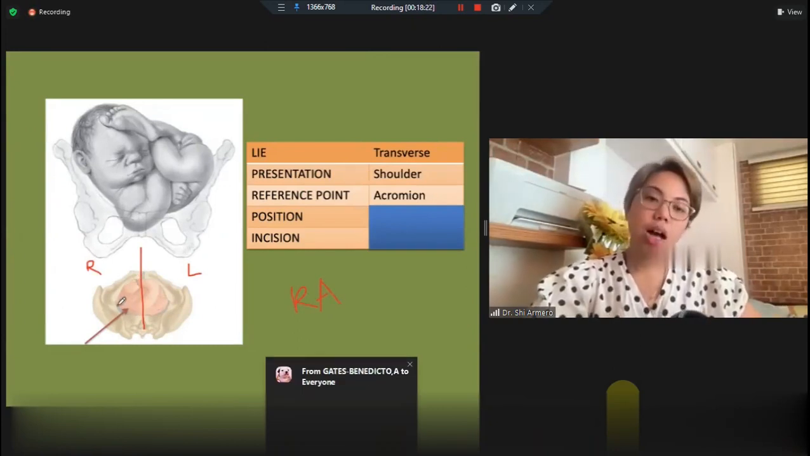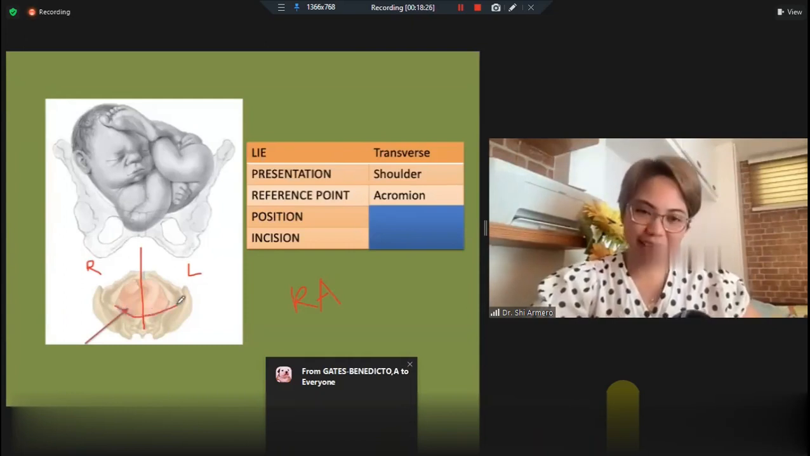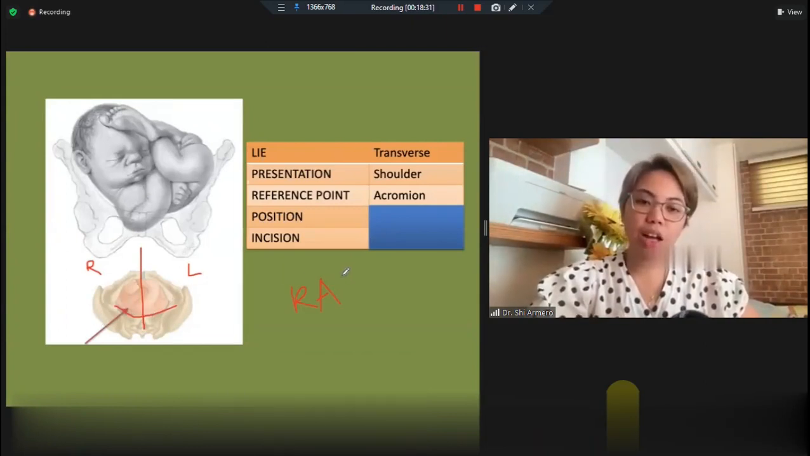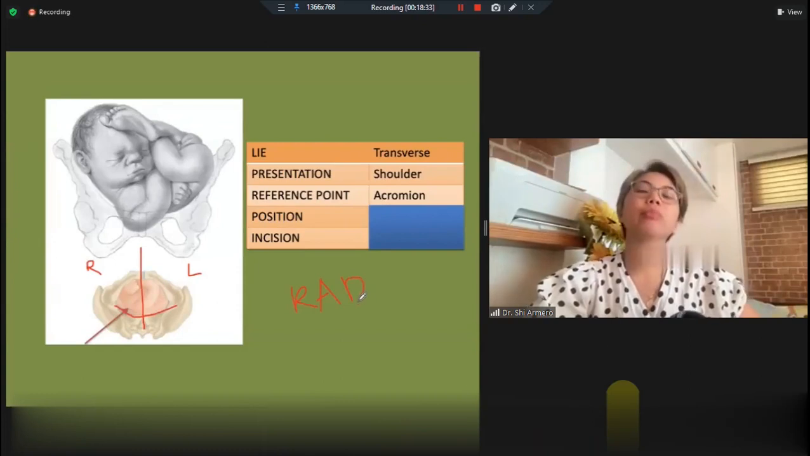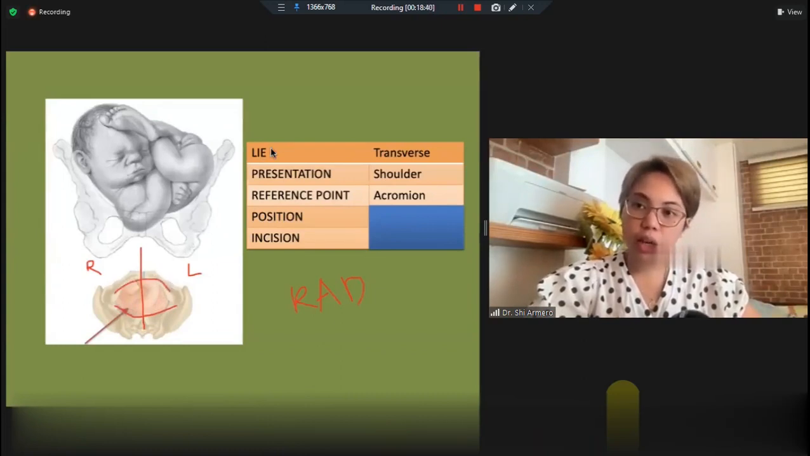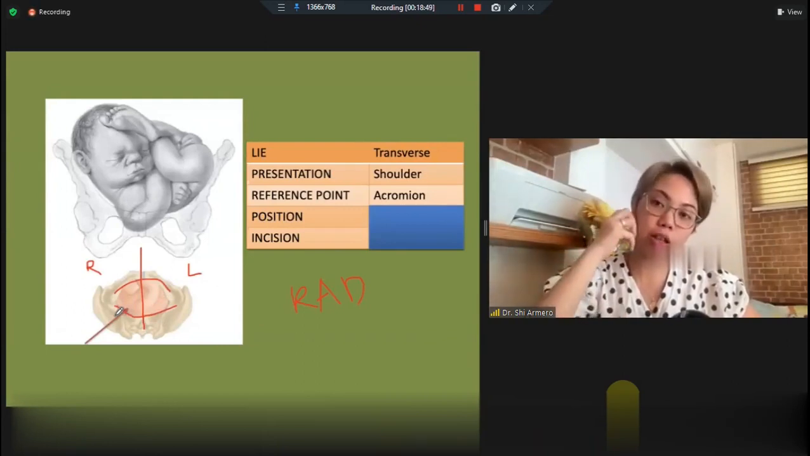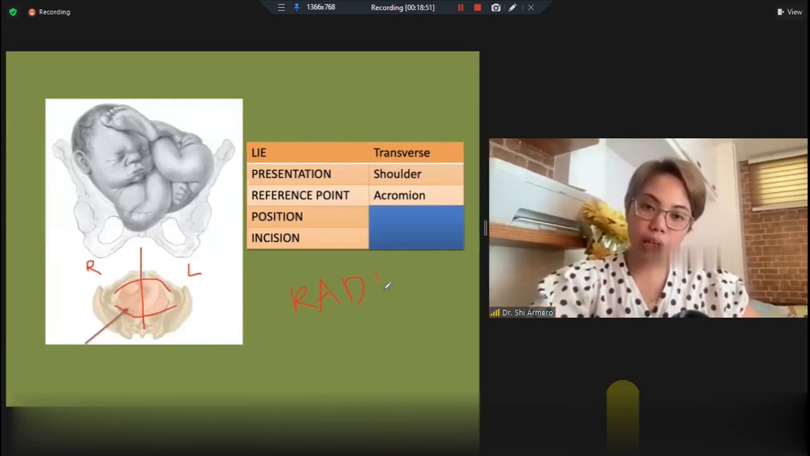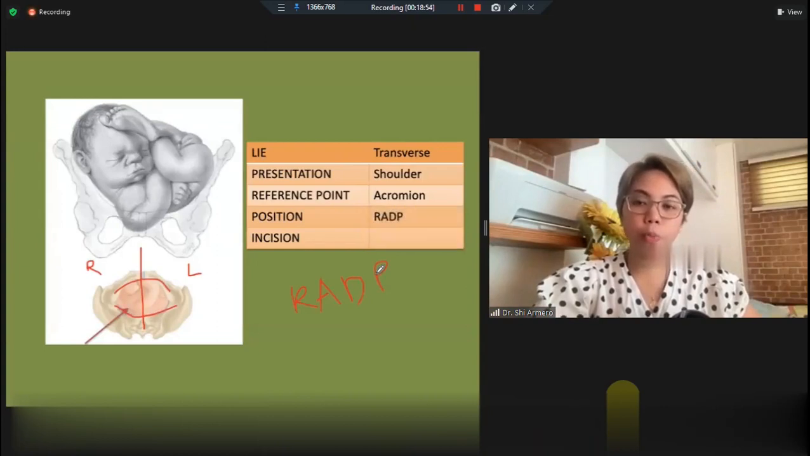Kaya lang, there is also the factor of the back. Sabi niya kanina, what is the presenting part, back? There is the factor of the back. So, we look at the dorsum. Okay. The dorsum is either directed posteriorly or anteriorly. So as you can see with our illustration here, the dorsum is at the posterior part of the mother because it's lying at the back also of the mother. So the position is right acromio dorso-posterior.